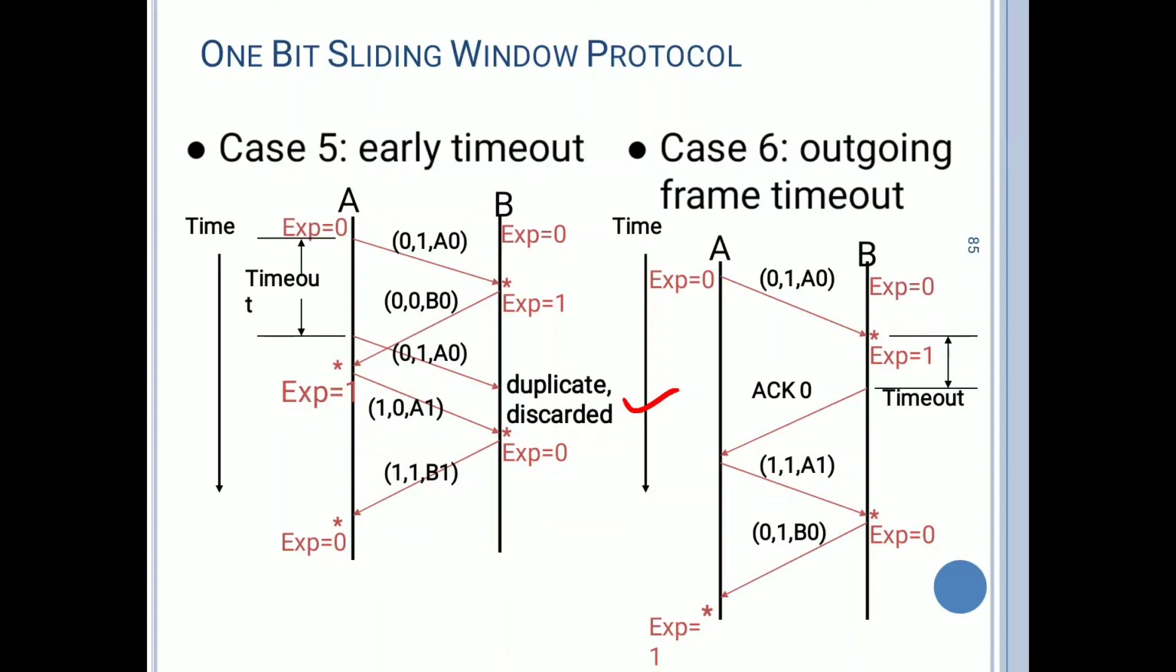So that is the case of outgoing frame timeout. If the outgoing frame times out, then it will wait for the time, and later it will start sending the acknowledgement. Once the acknowledgement is received, only then will A start sending the next frame.